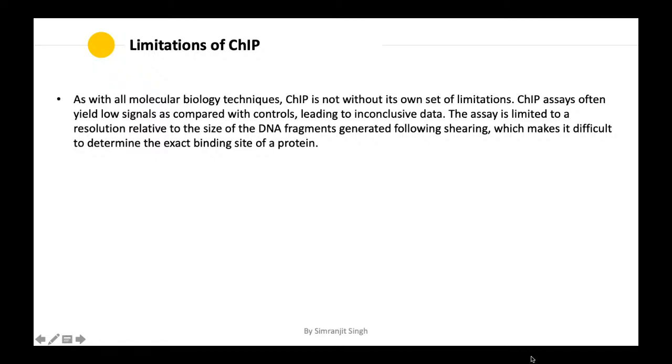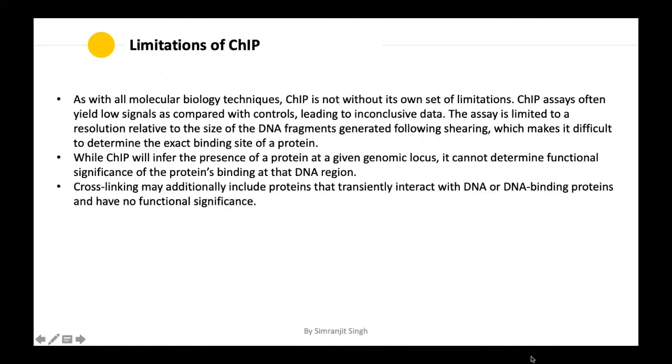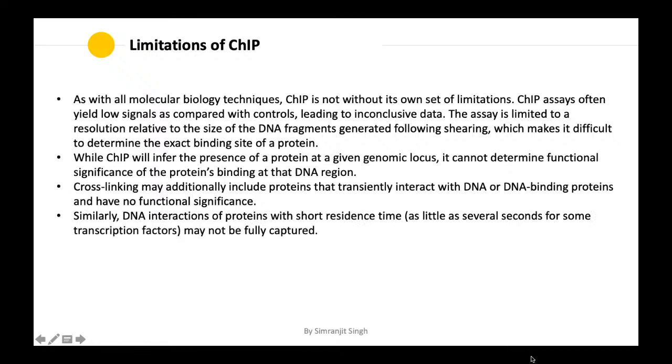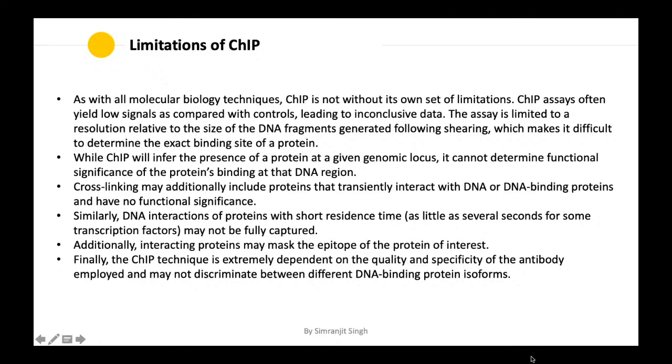There are some limitations of ChIP. As with all molecular biology techniques, ChIP is not without its set of limitations. Cross-linking may additionally include proteins that transiently interact with the DNA or DNA-binding proteins. Similarly, interactions of proteins with short residence times may not be fully captured. Additionally, interacting proteins may mask the epitope of the protein of interest. Finally, the ChIP technique is extremely dependent on the quality and specificity of the antibody employed and may not discriminate between different DNA-binding protein isoforms.